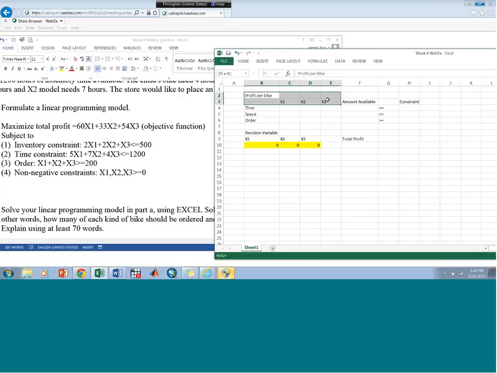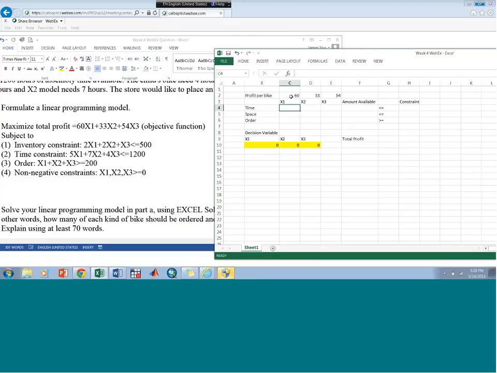First, profit per bike, unit profit, and second, the constraints: the time, space, and order constraints, and the decision variables, and the total profit, which is the objective function. So profit per bike should be 60 for X1, and 33 for X2, and 54 for X3.